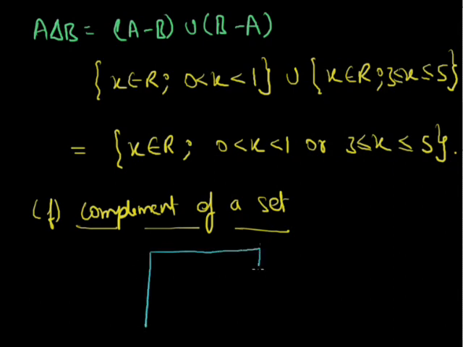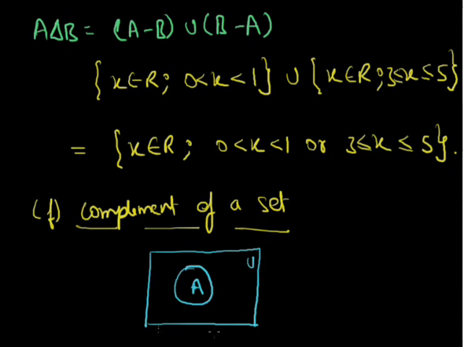Suppose we take this as the universal set. Universal set means the set which contains all the elements. Now we'll take another set A. This is a set A. So the complement of A is, if you remove all the elements of A from the universal set, the remaining elements are said to be the complement of A.